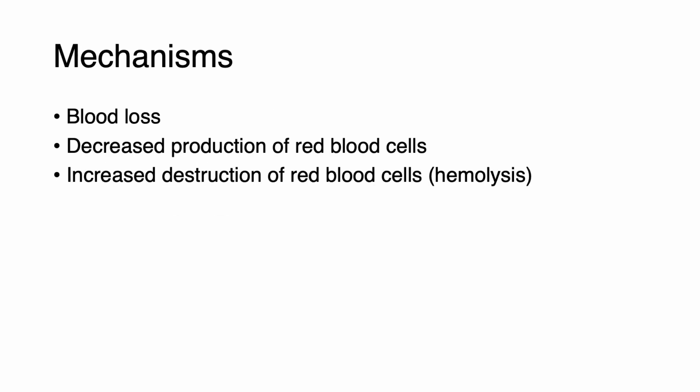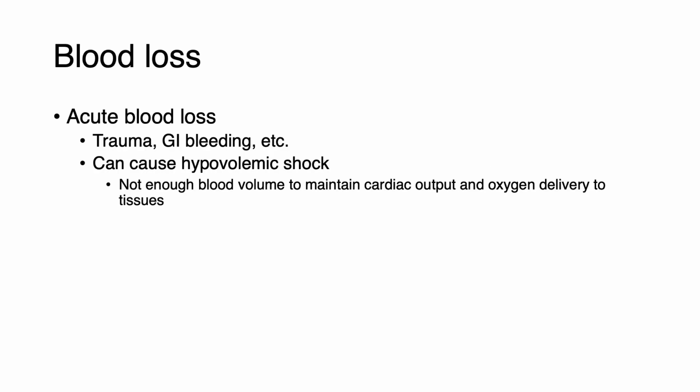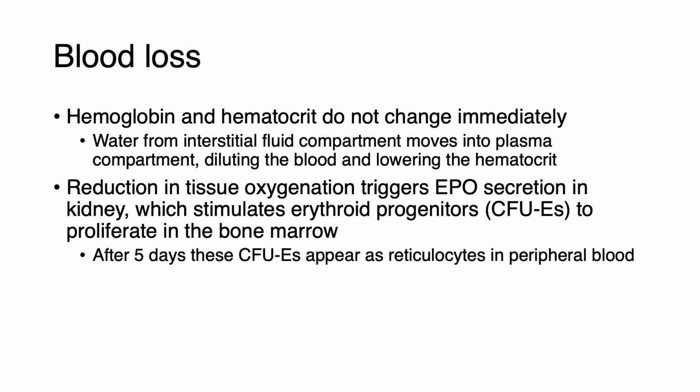There are three major buckets for causes of anemia: blood loss, decreased production of red cells, and increased destruction of red cells. Acute blood loss can be caused by a lot of different things. Traumatic injuries, GI bleeding is a common cause. And it can be bad enough that it causes hypovolemic shock, which is defined as not having enough blood volume to maintain your cardiac output and oxygen delivery to the tissues.